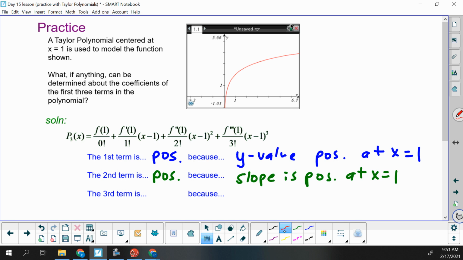And our third term, we've got the 2 factorial on the bottom, but in terms of signs, we can look and see what we know about our second derivative at x equals 1. Well, this is concave down, so we know our third term should be negative because we are concave down at x equals 1. So those coefficients can tell us information about what the graph should look like because those coefficients are really coming from our different derivatives.